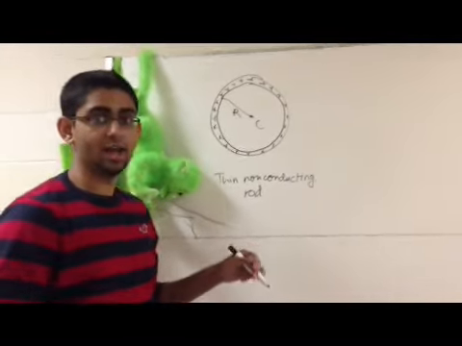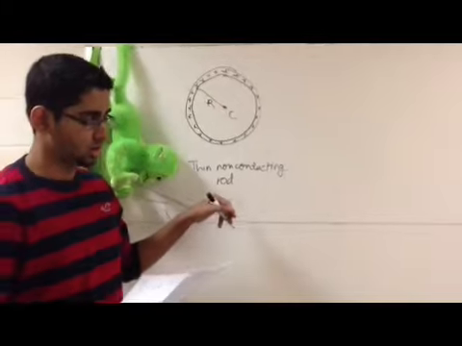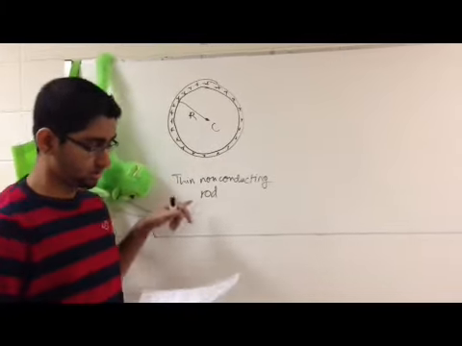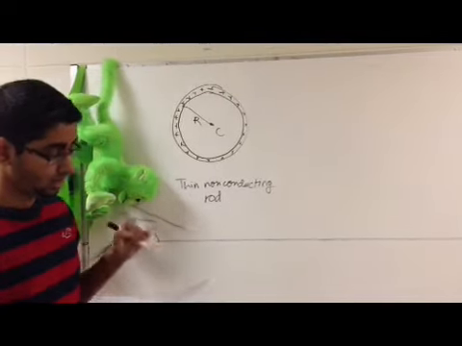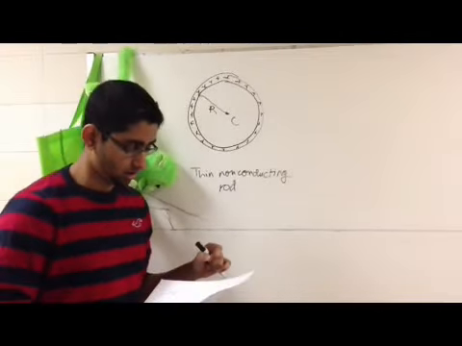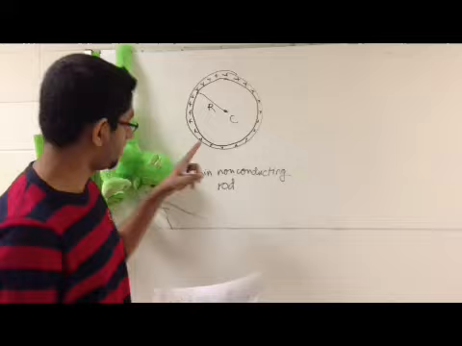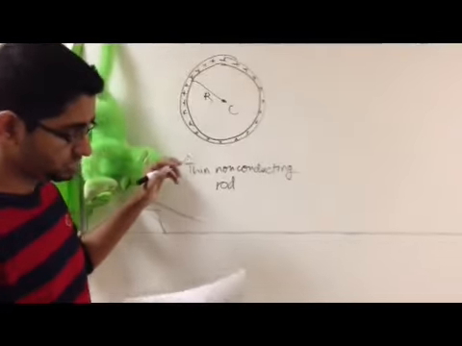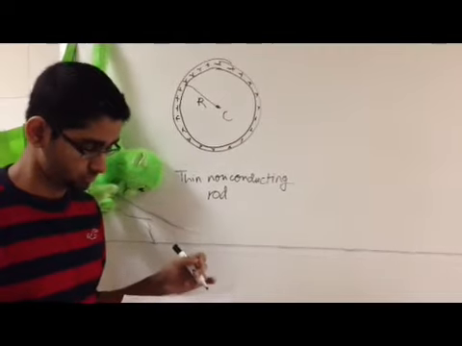We're doing the 1994 AP problem today. I'm going to be doing parts A and B. Now, the question reads: a thin non-conducting rod that carries a uniform charge per unit length lambda is bent into a circle of radius r. Express your answer in terms of lambda, r, and fundamental constants.